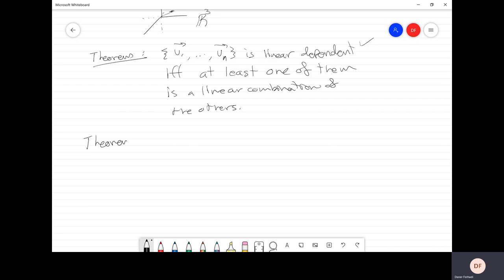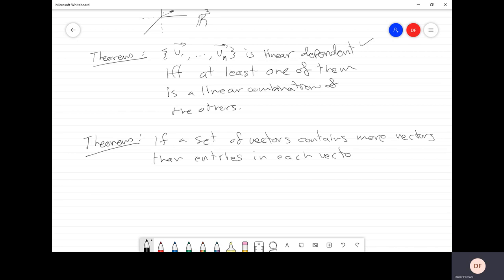Here's another theorem. If a set of vectors contains more vectors than entries in each vector, then the set is linearly dependent.